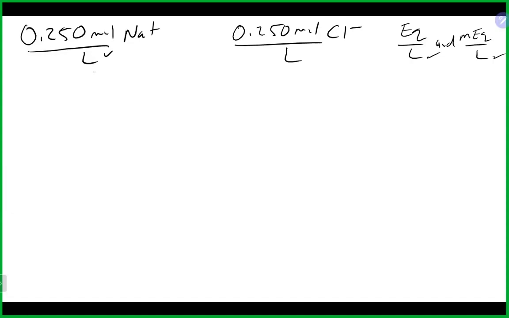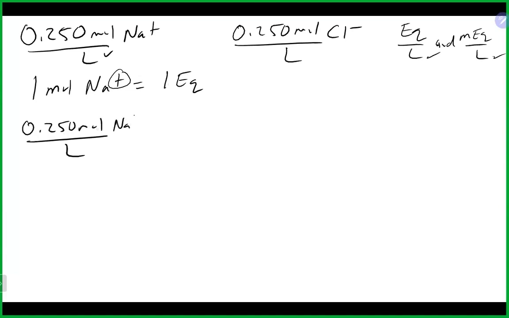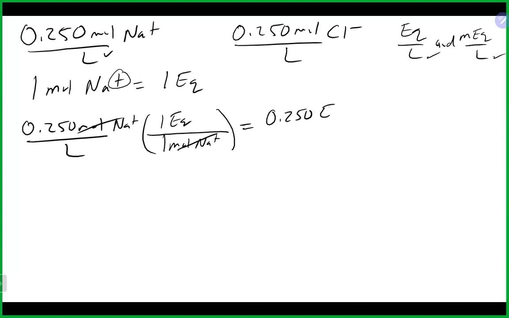We saw earlier that if I had 1 mole of sodium ions, that would give me 1 equivalent, right? And again, that is from the charge. So if I take my 0.25 moles per liter of sodium, and I use this as a conversion factor, I would want moles of sodium ions on the bottom, and 1 equivalent on top. The moles of sodium will cancel. That will give me 0.25 equivalents per liter of sodium.